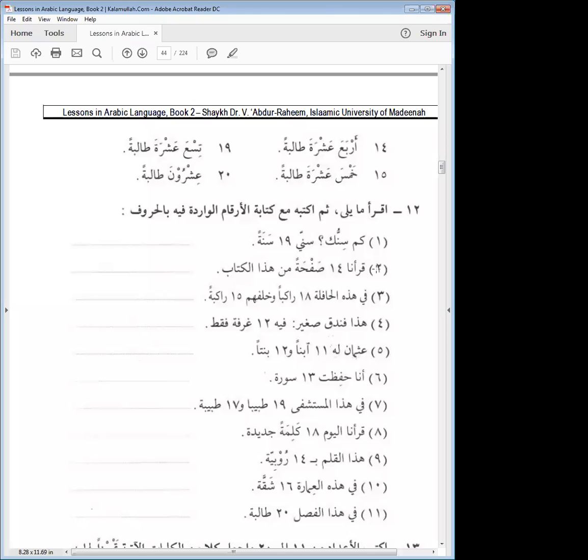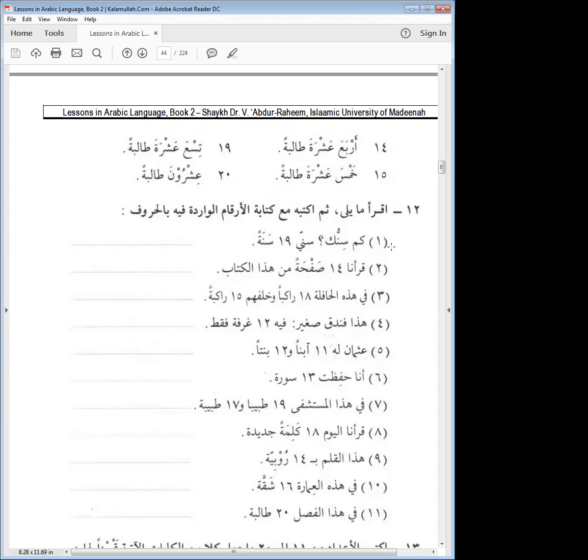اقرأ ما يلي, read what follows. ثم اكتبه مع كتابة الأرقام الواردة فيه بالحروف. So you have to read the sentences and then write out the sentences with writing out the numbers in words, not the numerals there, as we have in the sentence here, okay? So let's look at it.